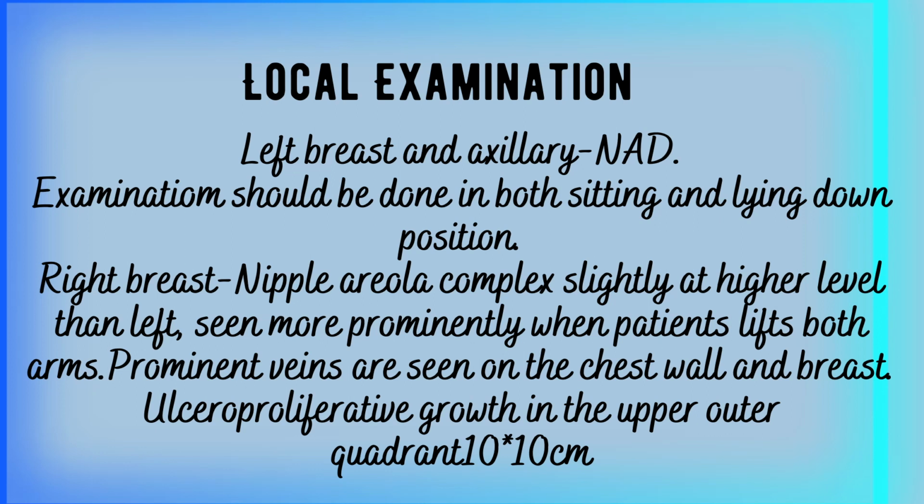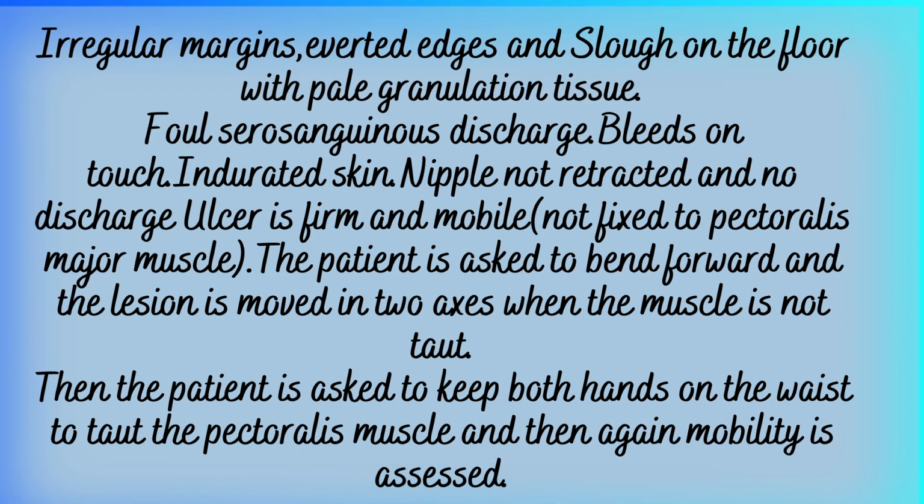Okay, then you have to mention about any prominent veins that you are seeing on the chest wall or on the breast of that patient, and then you have to mention where you are seeing the ulcer. So ulceroproliferative growth is seen on the upper outer quadrant, and it is of size 7 into 8 centimeters. Upper outer quadrant means cancer chances are more on the upper outer quadrant. That is very common. Okay, then you have to describe the ulcer.